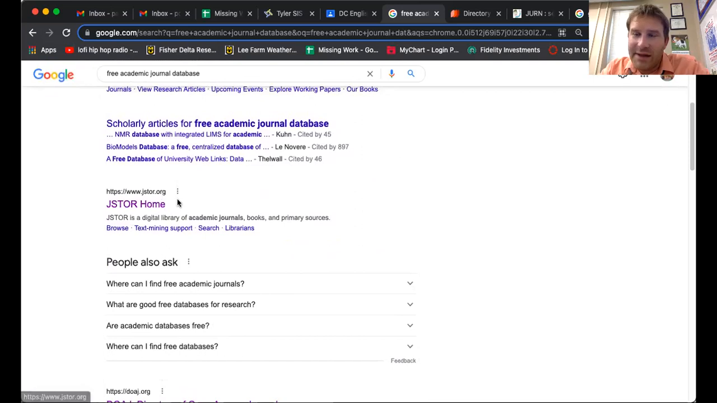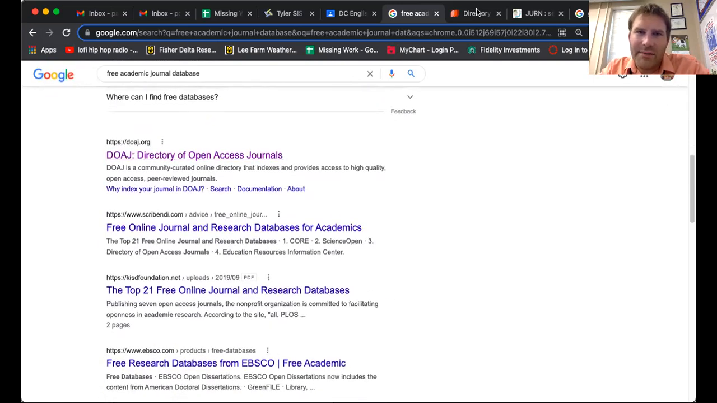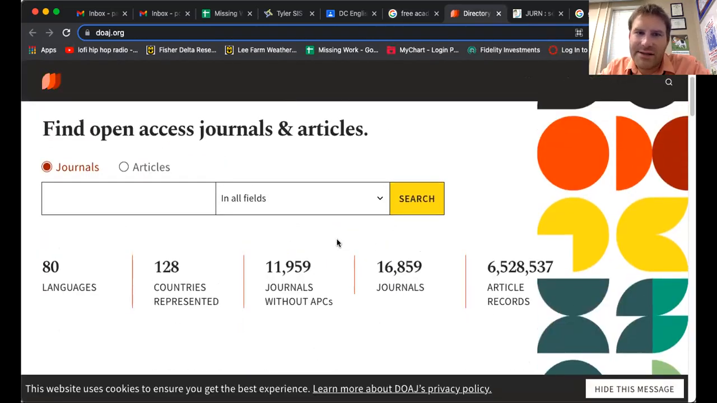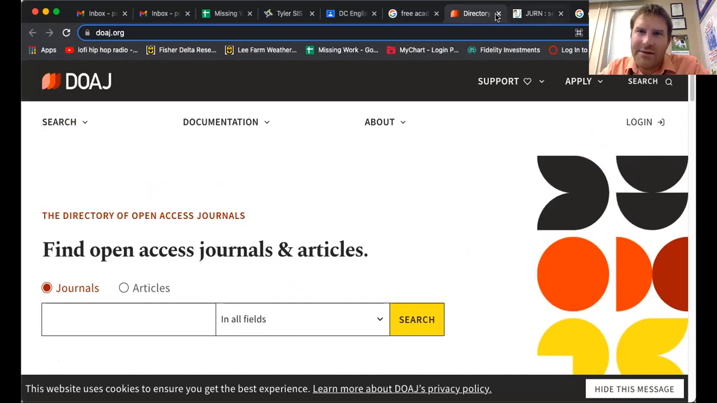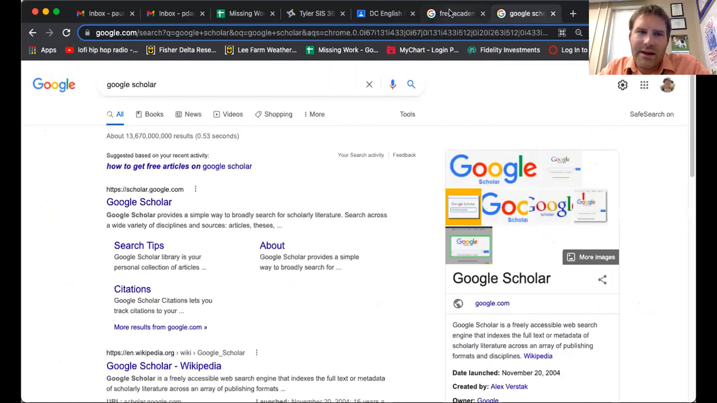JSTOR is really good, but they only give you a certain amount that's free. I think I've pulled up, yes, the DOAJ, which is this website right here. This is a good one that you could use. There's also the Journ, which is this one that you could use. And then Google Scholar is also a free one that you can use.